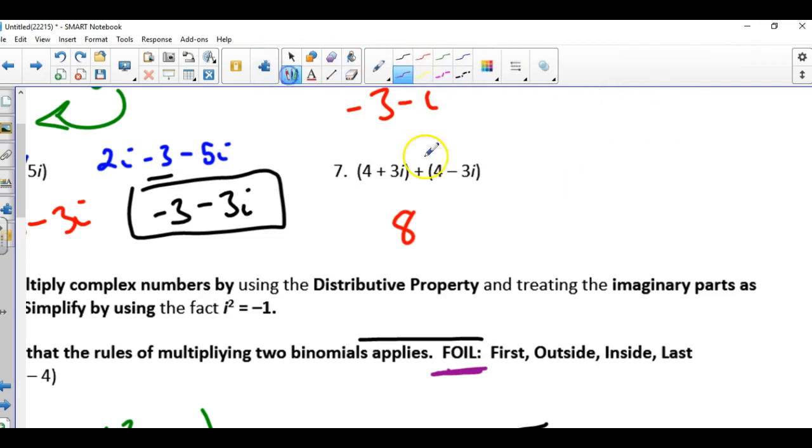This one here. Again, real with real. 4 plus 4, 8. Imaginary with imaginary. 3i plus -3i. 3 plus a -3, or 3 minus 3 is 0. All right, 8 plus 0 is 8. Okay.